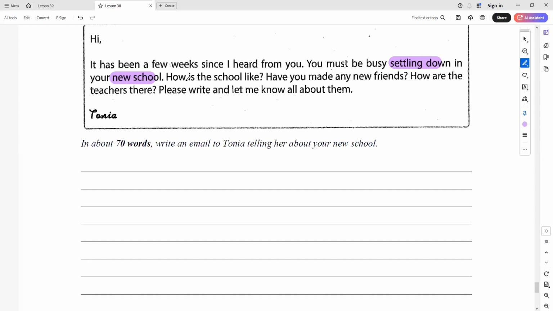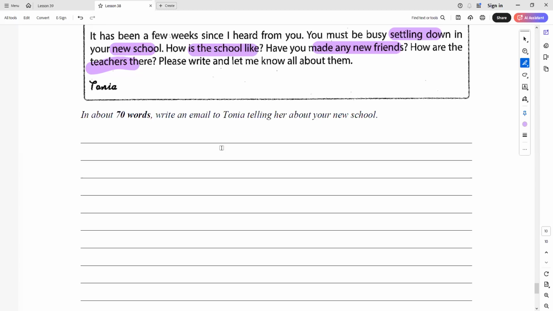Just write directly, okay? How is the school like? Okay, you have to describe something about the school. Have you met any friends? You can say that you met a lot of new friends there. How are the teachers there? You can say something about the teachers. The teachers are very strict or whatever there. Please write and let me know all about them, okay? Okay. So now let's write together. So hi, Tonya.